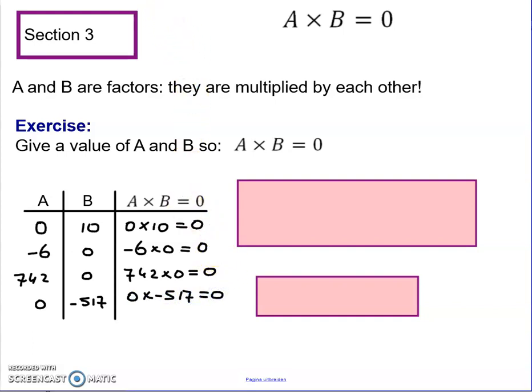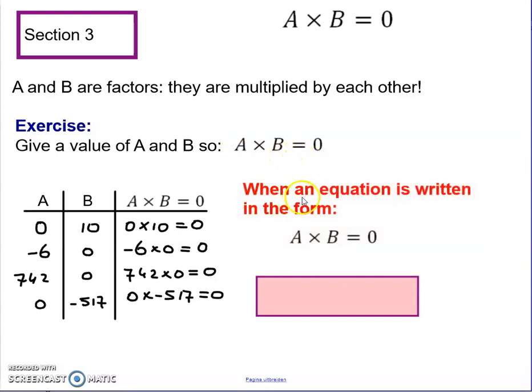So if you look at this, you will notice that each time when you multiply two numbers and the solution has to be 0, one of those, A or B, should be 0. Which one doesn't matter. When you multiply two numbers and the solution needs to be 0, you can say that either A or B must be 0. That's a really important rule we're going to use in section 3. And this is a rule we're going to use to solve quadratic equations.